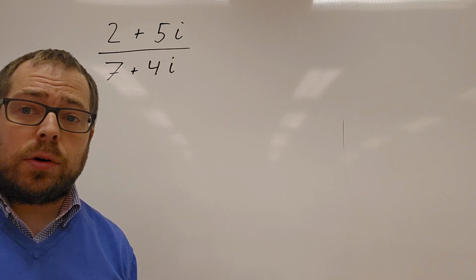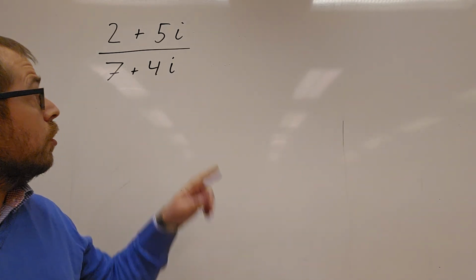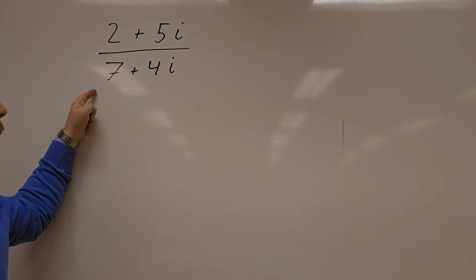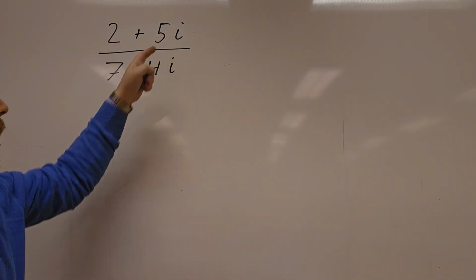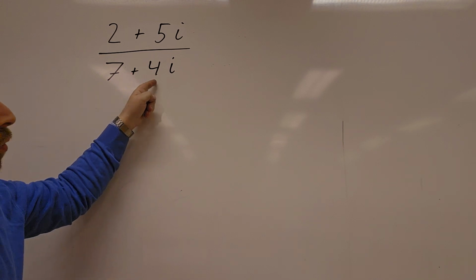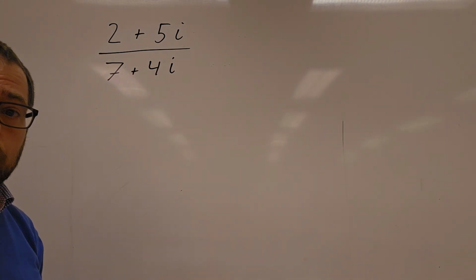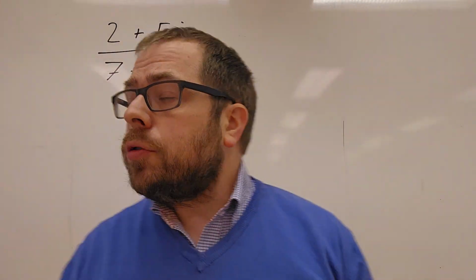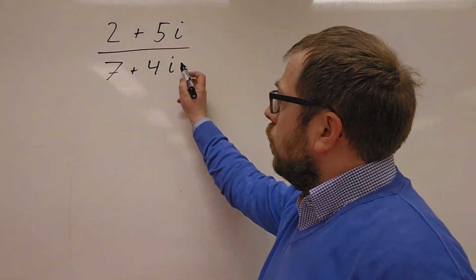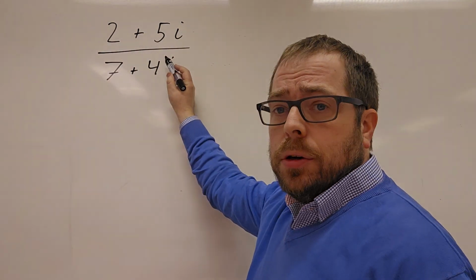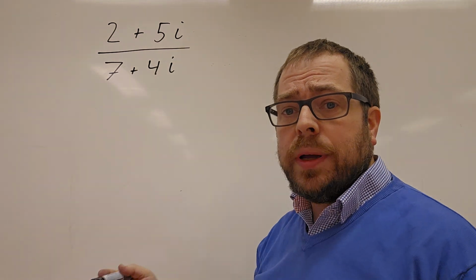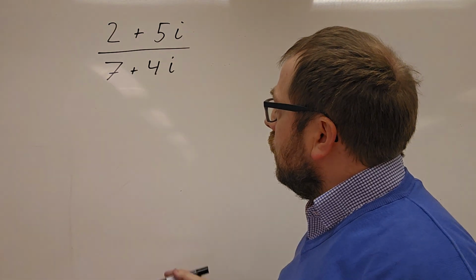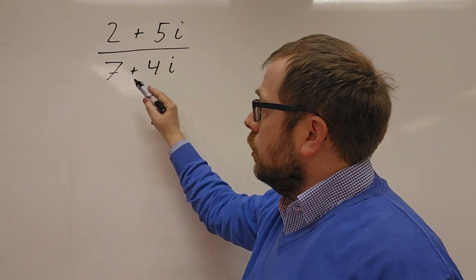Hi, I just thought I'd show you how to divide a complex number by another complex number. So here we have 2 plus 5i, and it's divided by 7 plus 4i. Both of those are complex, and that creates a difficulty. So what I would like is for the denominator to be only a pure real number, and I can do that by extending this fraction.